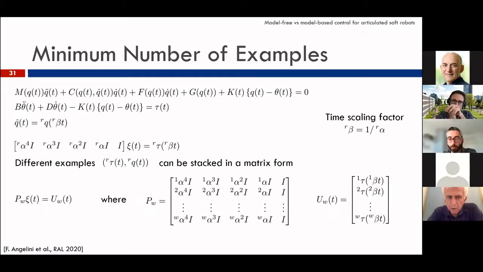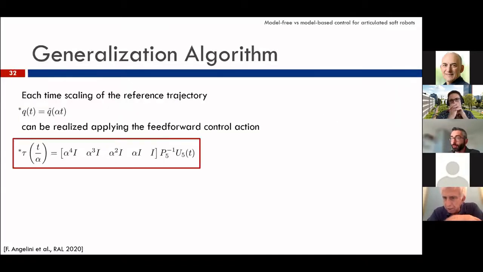So we need 5 rules. But from there on, if I give you another timing, which is a different scaling, without any other new computation, you can provide the torque. I mean, the new computation is just this one. So with this computation, without a learning process, you can track the same trajectory with a new time scaling factor.